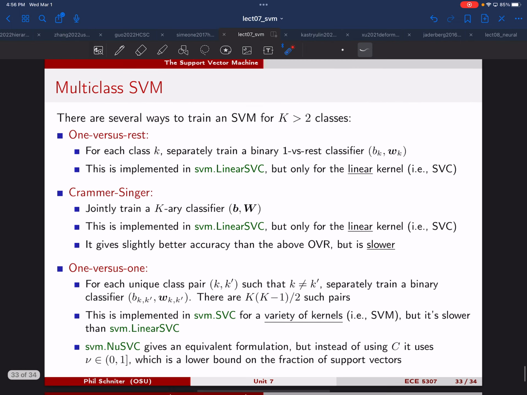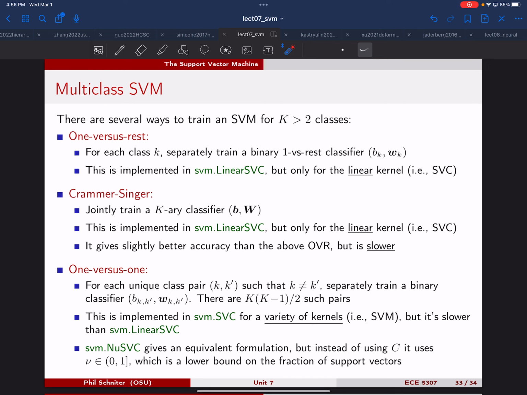Okay, I just got one more slide. You might ask the question again: what if I have more than 2 classes? How do I train an SVM? So, summarizing a number of things, one thing you can always do is try one versus rest.